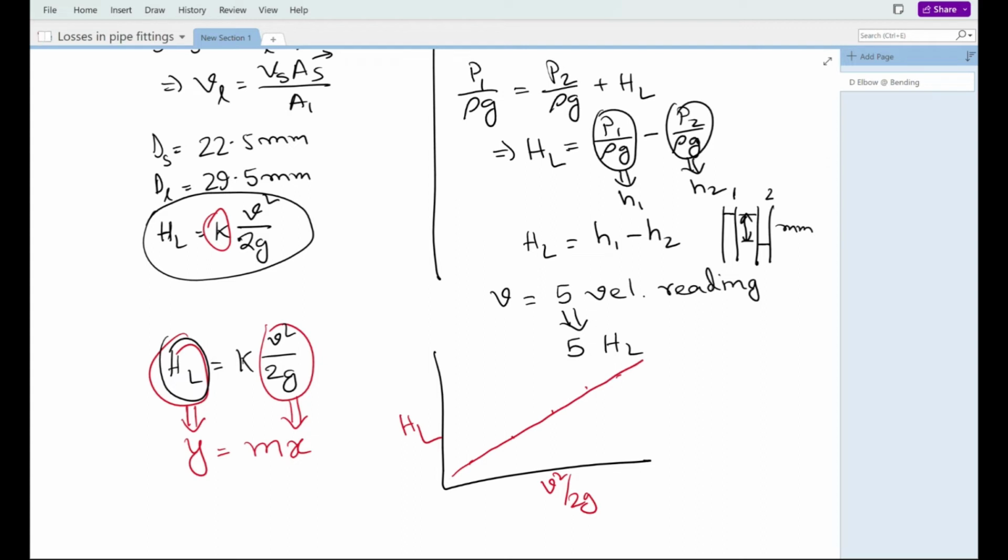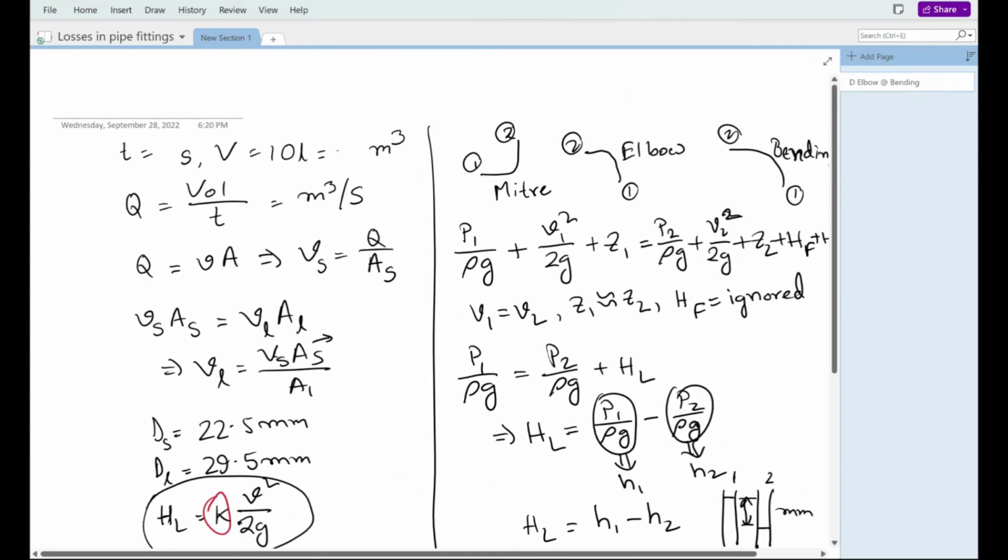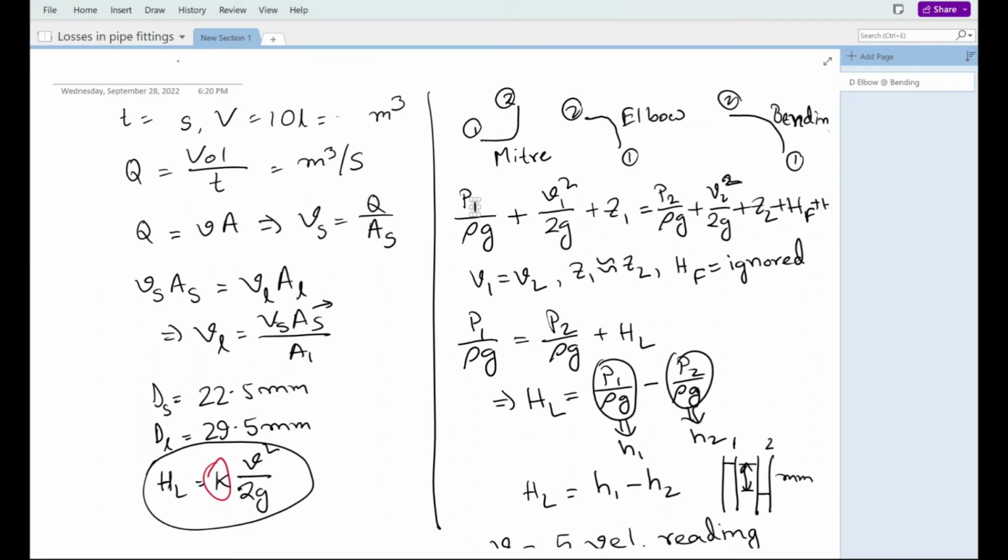From Bernoulli's principle, if you have a low velocity, that means you have a higher pressure there. So we can say that PL is greater than PS. In Bernoulli's formula, let's write it again. This is 1 and this is 2. PS divided by rho times gravity plus Vs squared divided by 2 times gravity plus Zs equals PL by rho times gravity plus VL squared plus ZL plus HL.